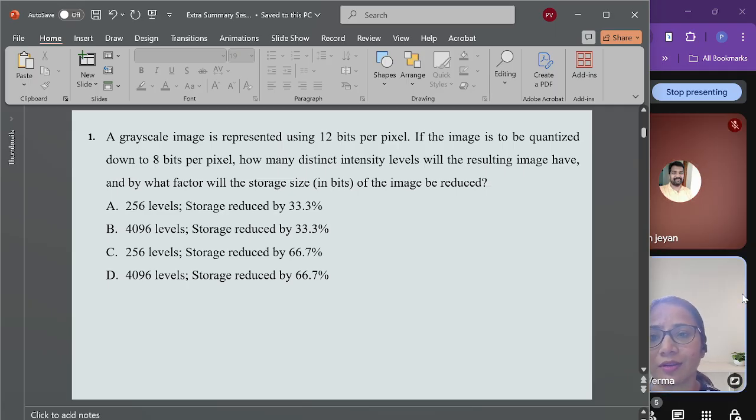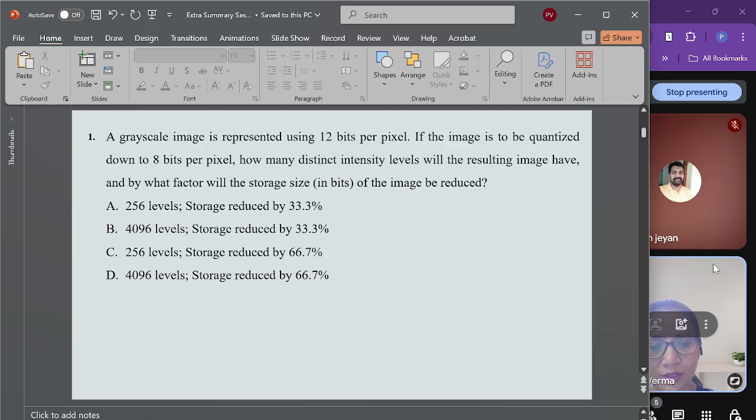Our first question is: a grayscale image is represented using 12 bits per pixel. If the image is to be quantized down to 8 bits per pixel, how many distinct intensity levels will the resulting image have, and by what factor will the storage size in bits of the image be reduced? These are the options. Anyone have any idea for this question? This is, I think, the first big question.